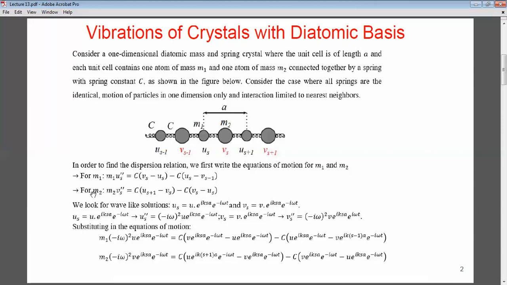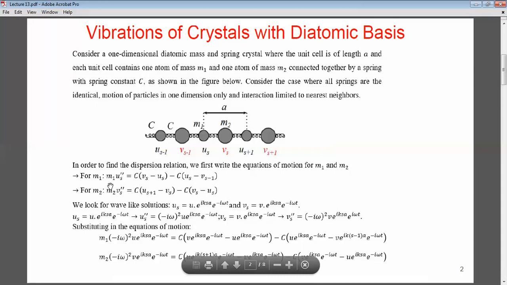Now, exactly like before, we look for wave-like solutions where U_s is U e^{i(ksa - ωt)} and V_s is V e^{i(ksa - ωt)}. And our job is to find a relationship between ω and k that fulfills these two equations. Okay, let's start. If U_s is U e^{i(ksa - ωt)}, then U_s'' is -ω² U e^{i(ksa - ωt)}. I simply took the second derivative. If V_s is this, V_s'' is similar.